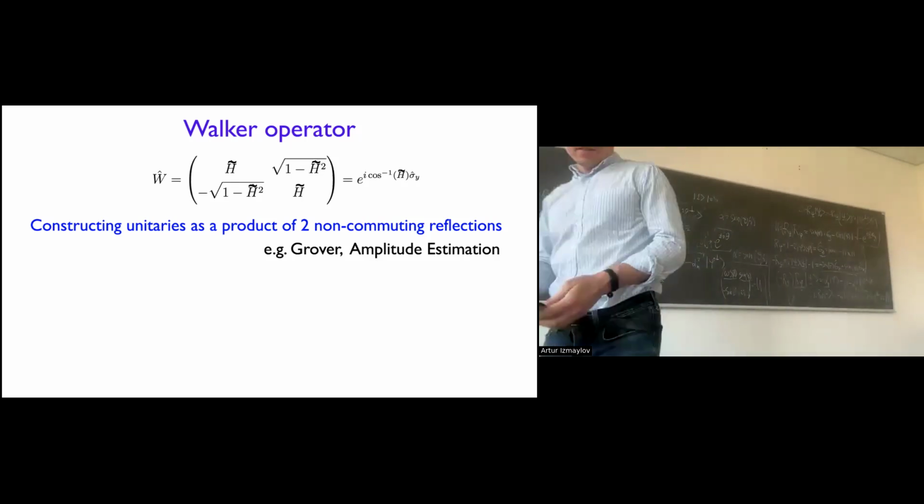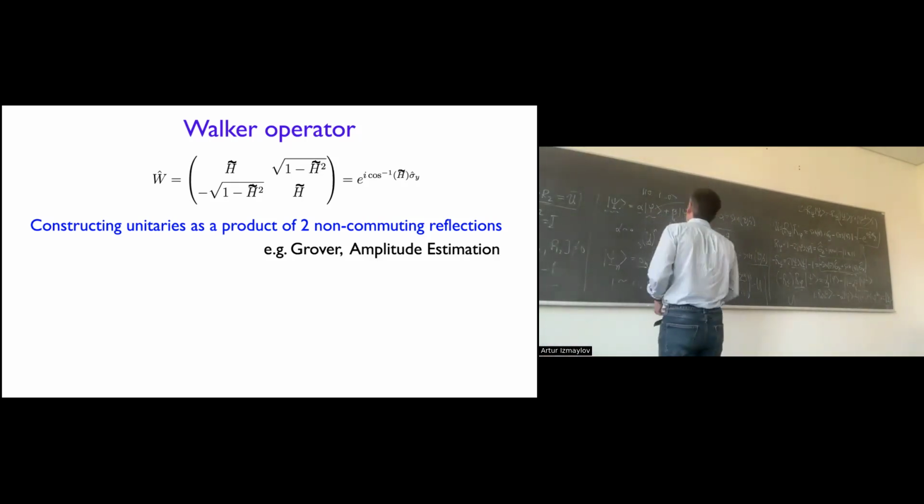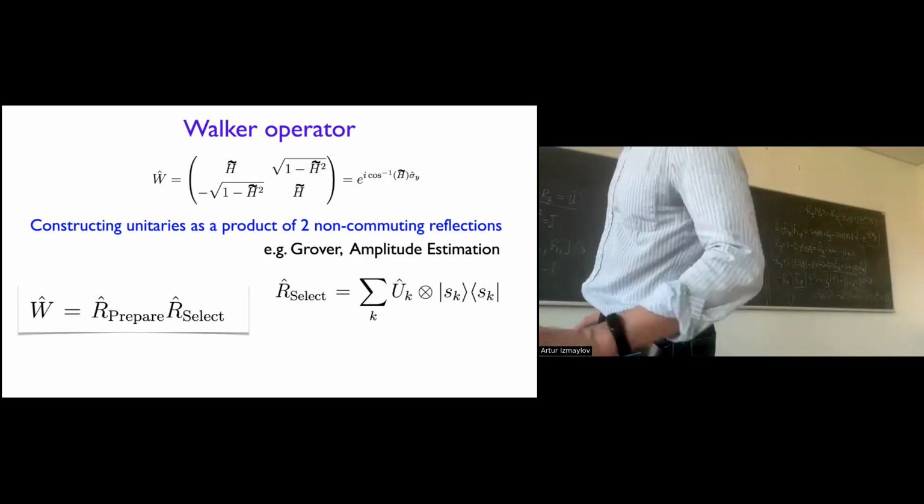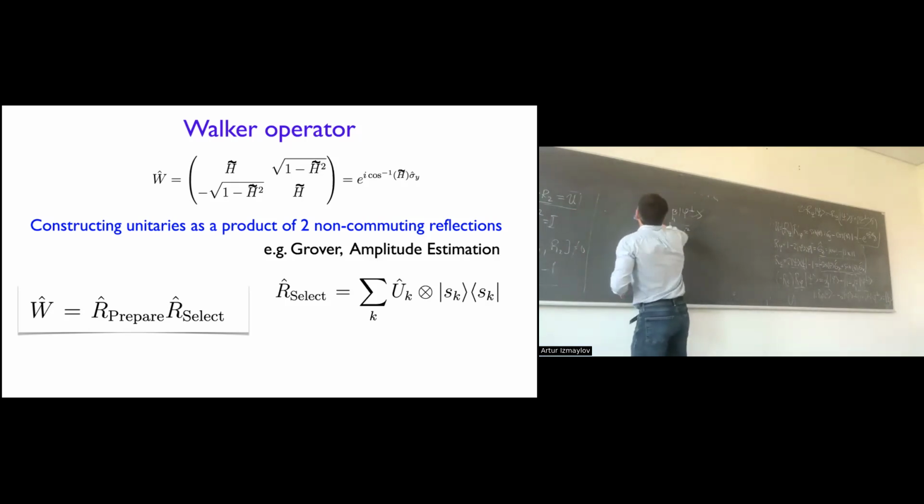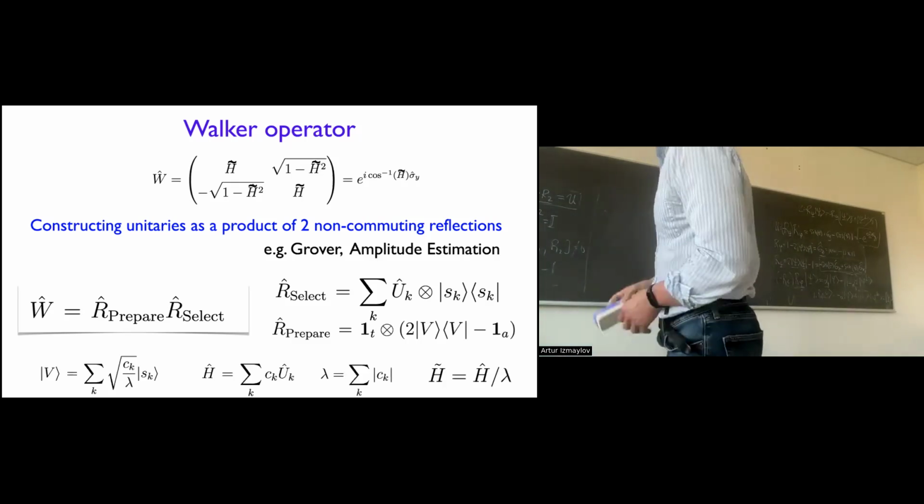Okay, so this is something about the simple cases, and now the real case. The real case is a little bit more complicated, but it has the same idea. So we will have a Walker operator. It's two reflections. They are called, for historical reasons, and it actually will make sense, select and prepare reflections, and they are organized in the way that will be written here. Yeah. So this is the organization.